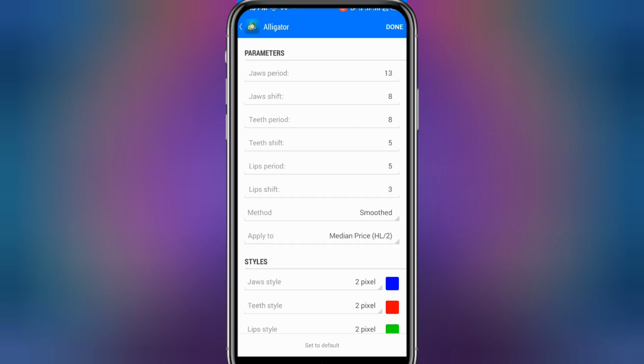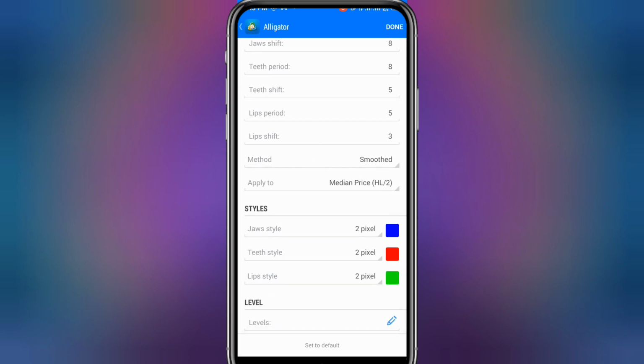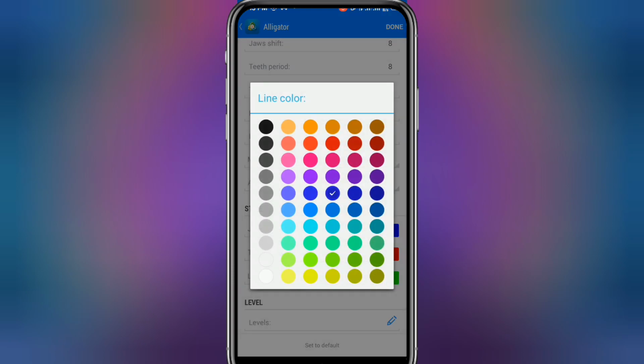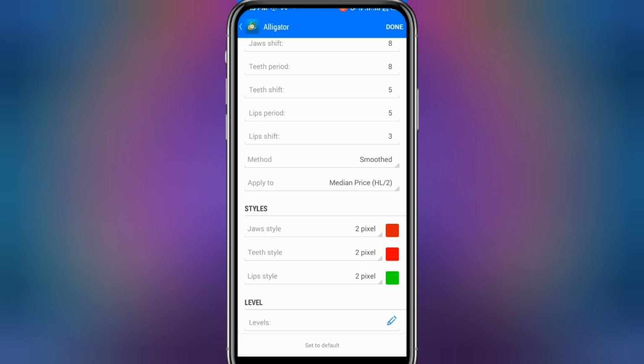Right now we're in the settings of the indicator, and what I want you to do is go to the styles, and you see jaw, teeth and lips. What you want to do is make the jaw red. So let's make that red, and you want to make the teeth of the alligator blue. Once you're done with that, you can hit done.